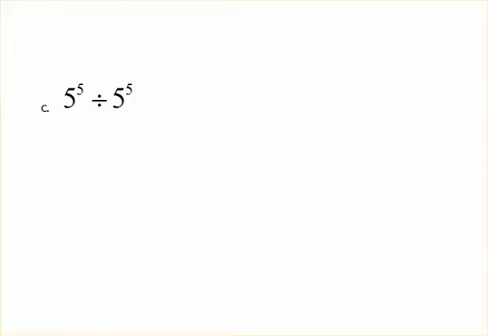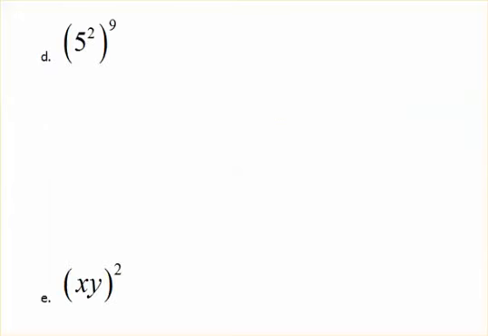Now what about part C? Part C says 5 to the 5th divided by 5 to the 5th. So again, you could look at this several different ways, but we're dividing like bases, so we're supposed to subtract the exponents. So that's going to be 5 minus 5, which is 0, and anything to the 0 power is 1.